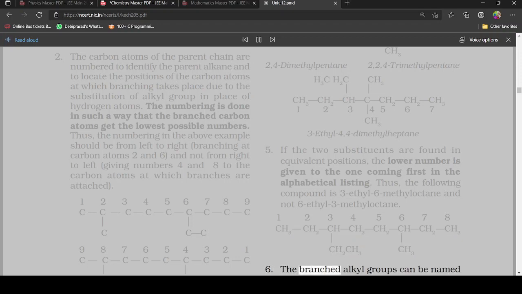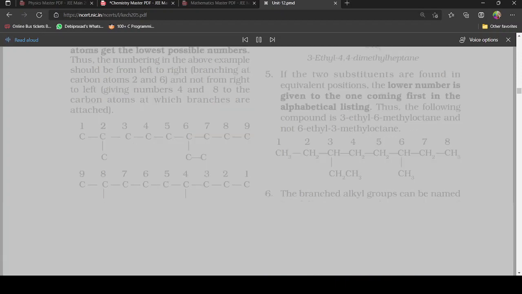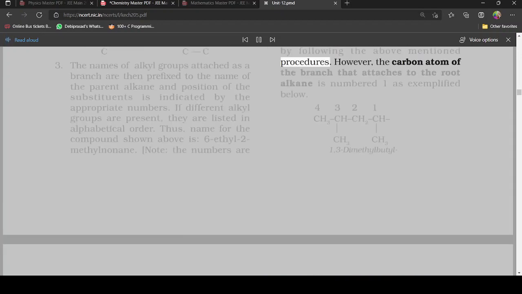6. The branched alkyl groups can be named by following the above-mentioned procedures. However, the carbon atom of the branch that attaches to the root alkane is numbered 1, as exemplified below. 1,3-dimethylbutyl.